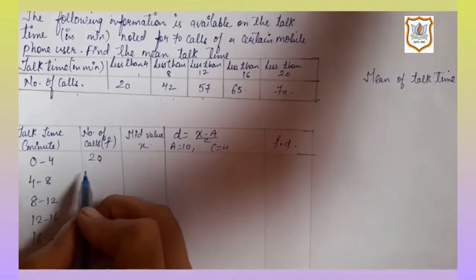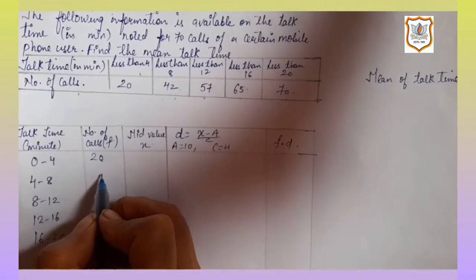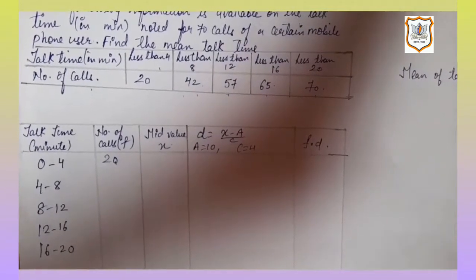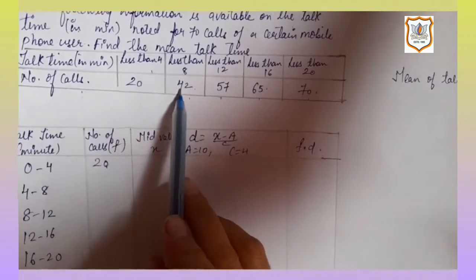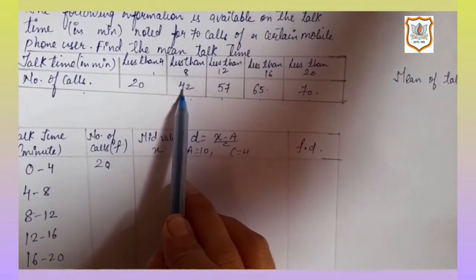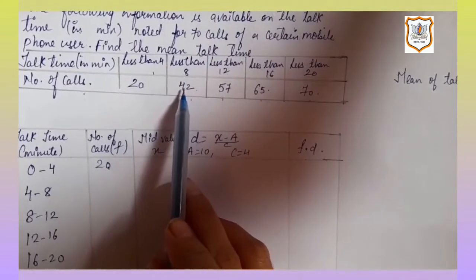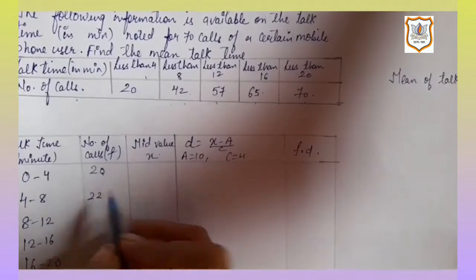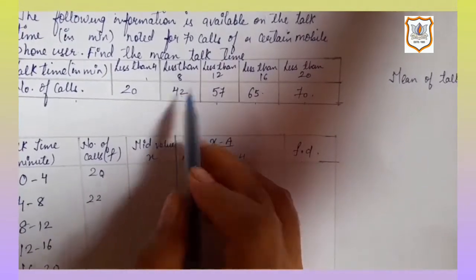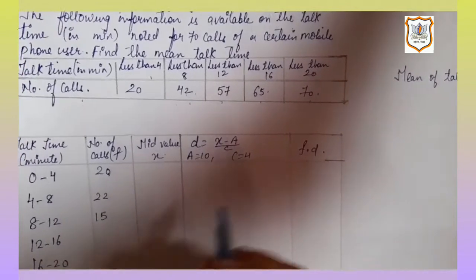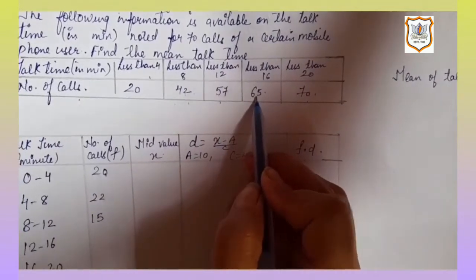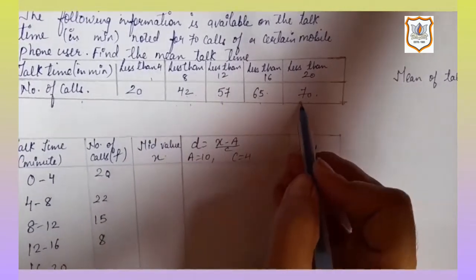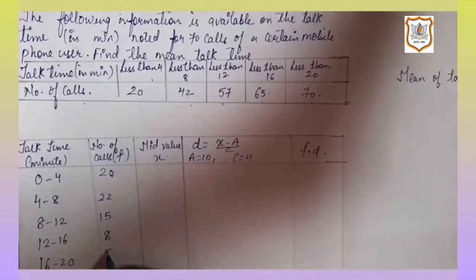Now the number of calls, we will write in the table. 20, 42. 42 is given here, but as it is a less than cumulative frequency, we are going to deduct 42 minus 20. That gives you 22. Then 57 minus 42. That gives you 15. Then 65 minus 57. That gives you 8. After that 70 minus 65, and that is 5.